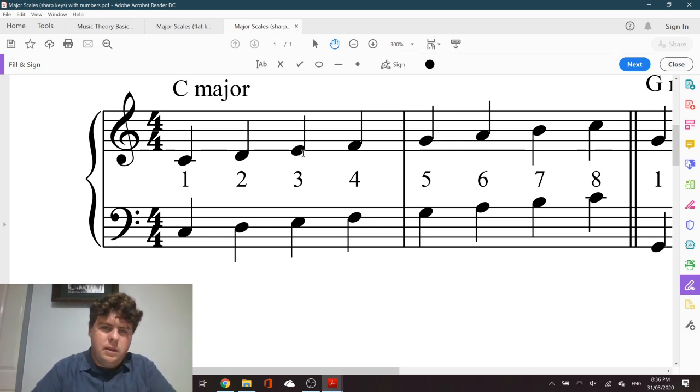So that means the distance from 3 to 4, or from E to F, is the same distance as from B to C. That's a semitone in both instances. And the distance from C to D and from D to E is a full tone, or a whole step. So that pattern is the same in every major scale, not just in C. That's why all major scales kind of sound the same, is that they have the same pattern of tones and semitones. That's a great question, Pete. I should have put that in my slideshow.